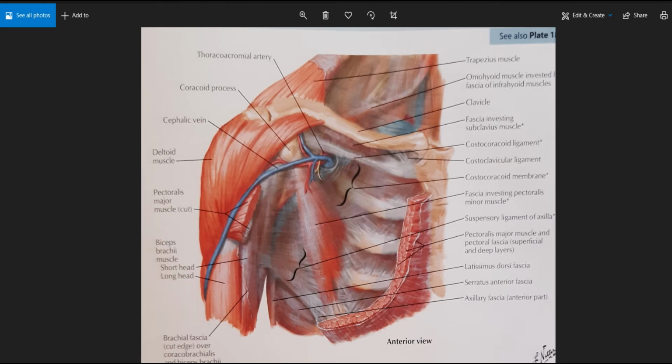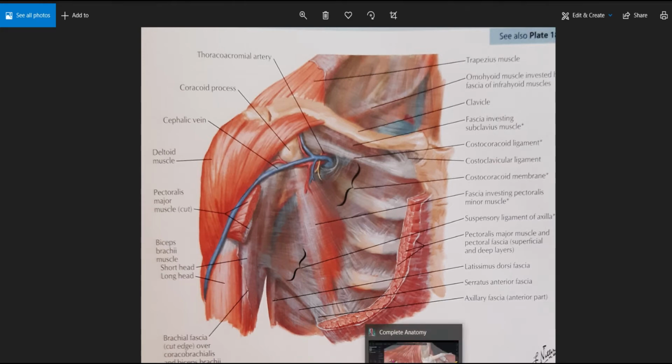Another structure over here, it has been shown in yellow. This is one of the nerves actually. This nerve which pierces the clavipectoral fascia is the lateral pectoral nerve. The lateral pectoral nerve also pierces the clavipectoral fascia to come out and supply the pectoralis major and minor. It is a brachial plexus branch, we will talk about it later.